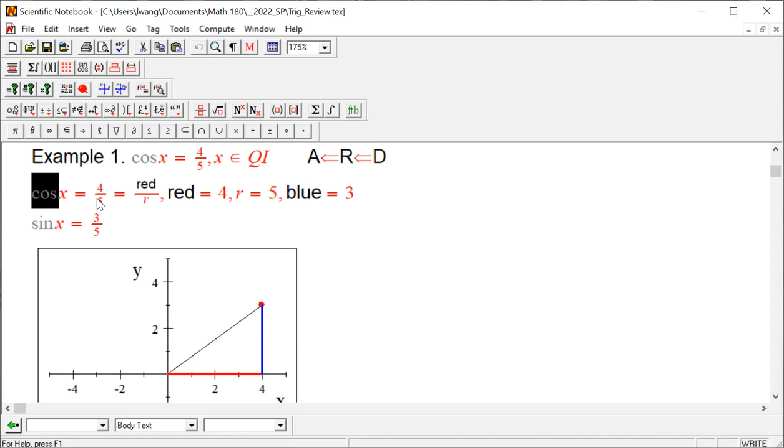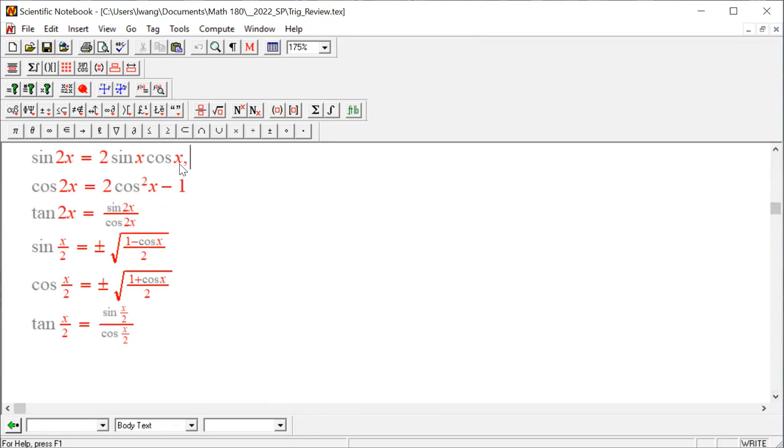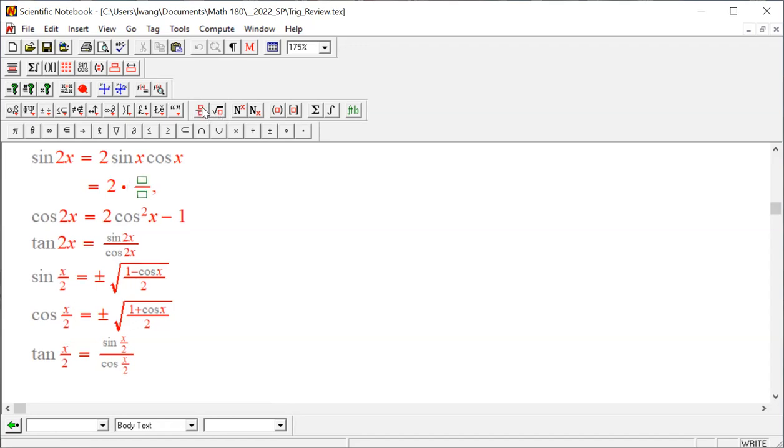So now we get cosine equals 4 over 5, sine equals 3 over 5. It's just a matter of substituting, right? So let's finish this piece. Plug in the numbers, and it's 2 times sine x, which is 3 over 5, and cosine x, which is 4 over 5. Simplify, and we get 24 over 25.